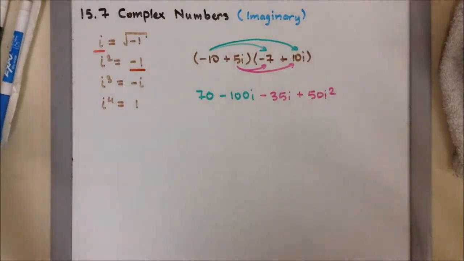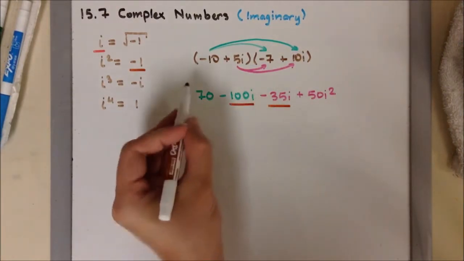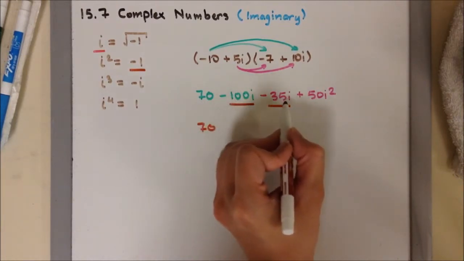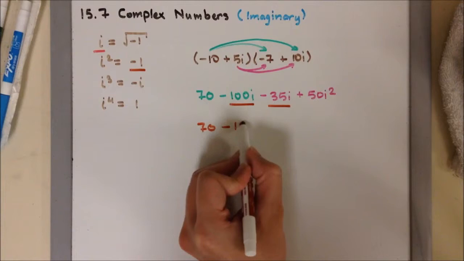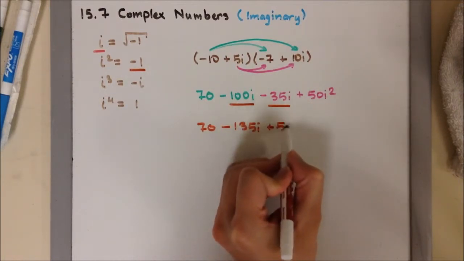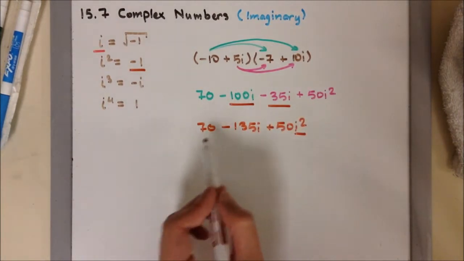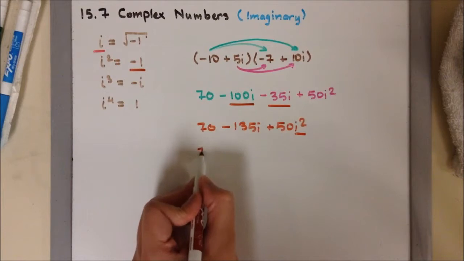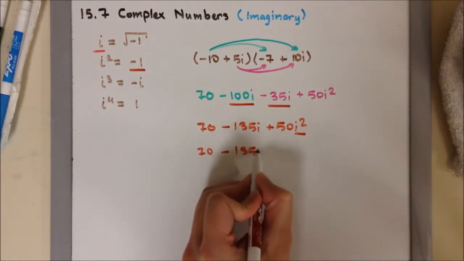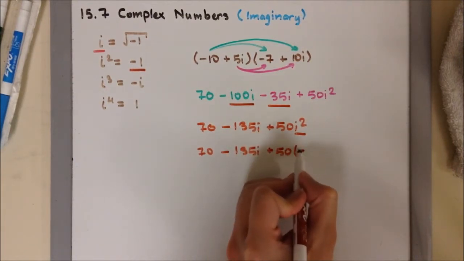After I finish FOILing, I'm going to combine my i's together, combine like terms. So I still have the 70 in the front. Negative 100i minus 35i will be negative 135i. Bring down my plus 50i squared. And then I need to simplify the i squared. So everything else will stay the same. 70 minus 135i plus 50. And I'm going to replace i squared with negative 1.